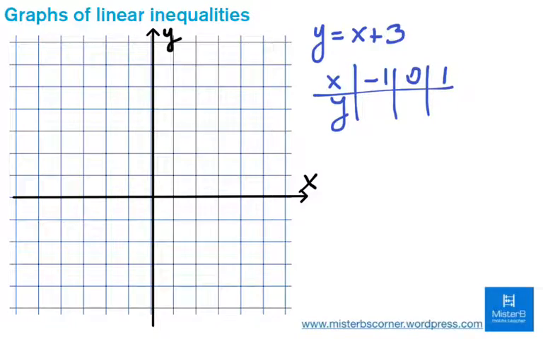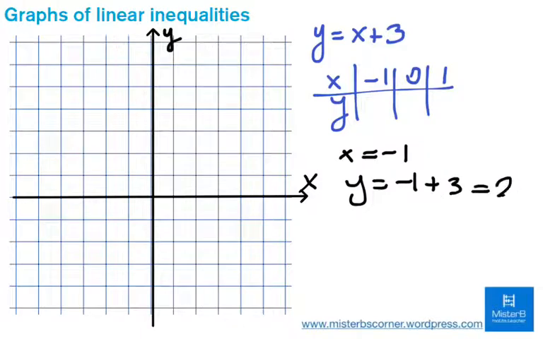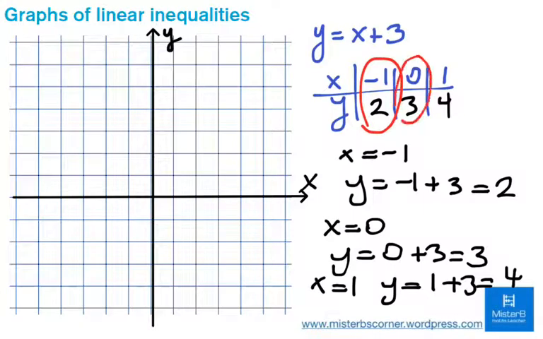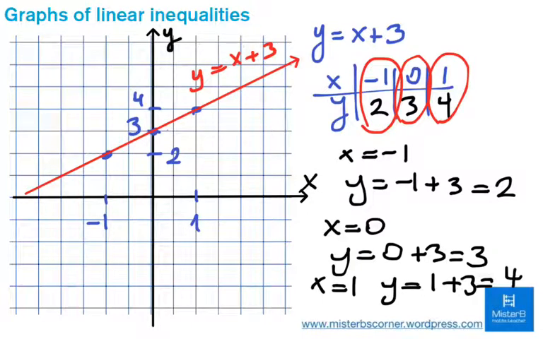So for x equals -1, y is -1 plus 3, which is 2. For x equals 0, y is 0 plus 3, which is 3. And for x equals 1, y is 1 plus 3, which is 4. These will be my coordinates: (-1, 2), (0, 3), (1, 4), which I'm going to plot on the graph. And then I'll join those points that I plotted here, here, and here as per the coordinates to get the graph of y equals x plus 3.